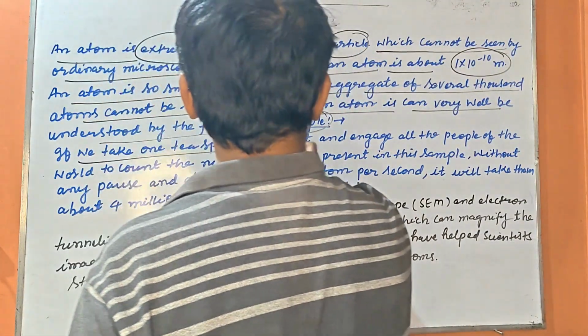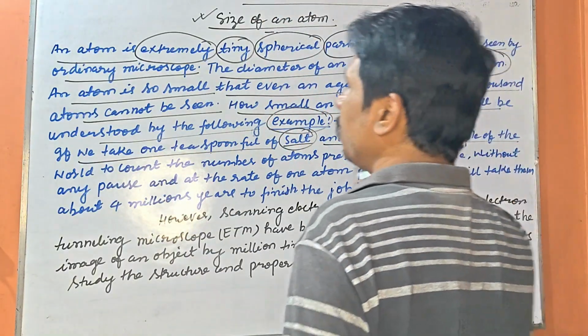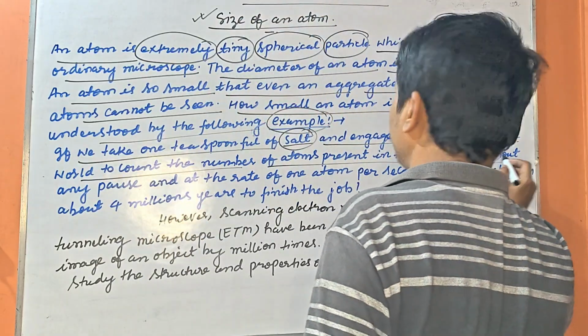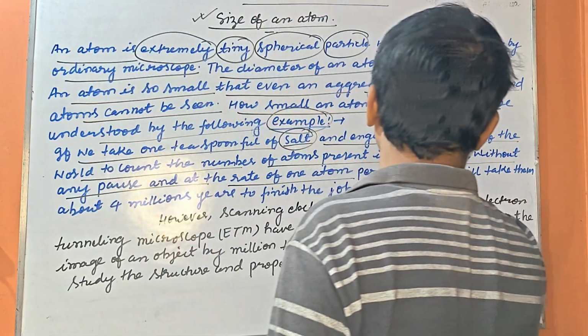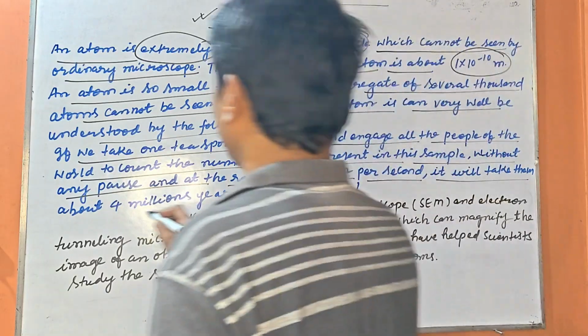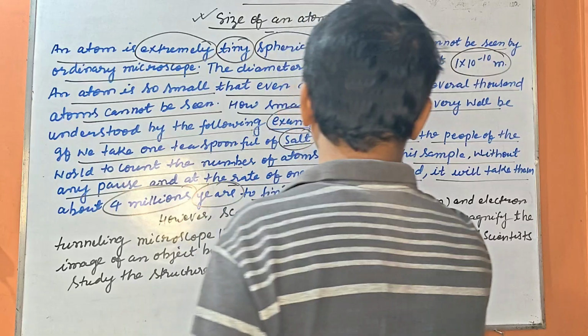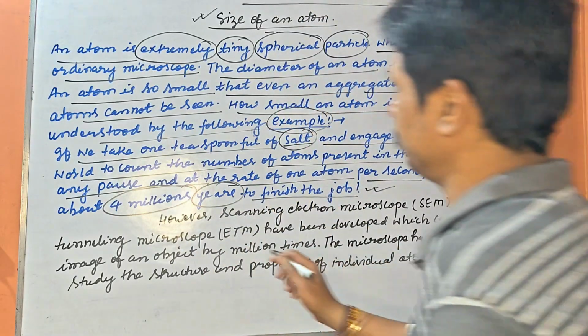If we take 1 teaspoonful of salt, NaCl, and engage all the people of the world to count the number of atoms present in this sample without any pause and at the rate of 1 atom per second, it will take them about 4 million years to finish the job. So it is impossible to count the atoms.